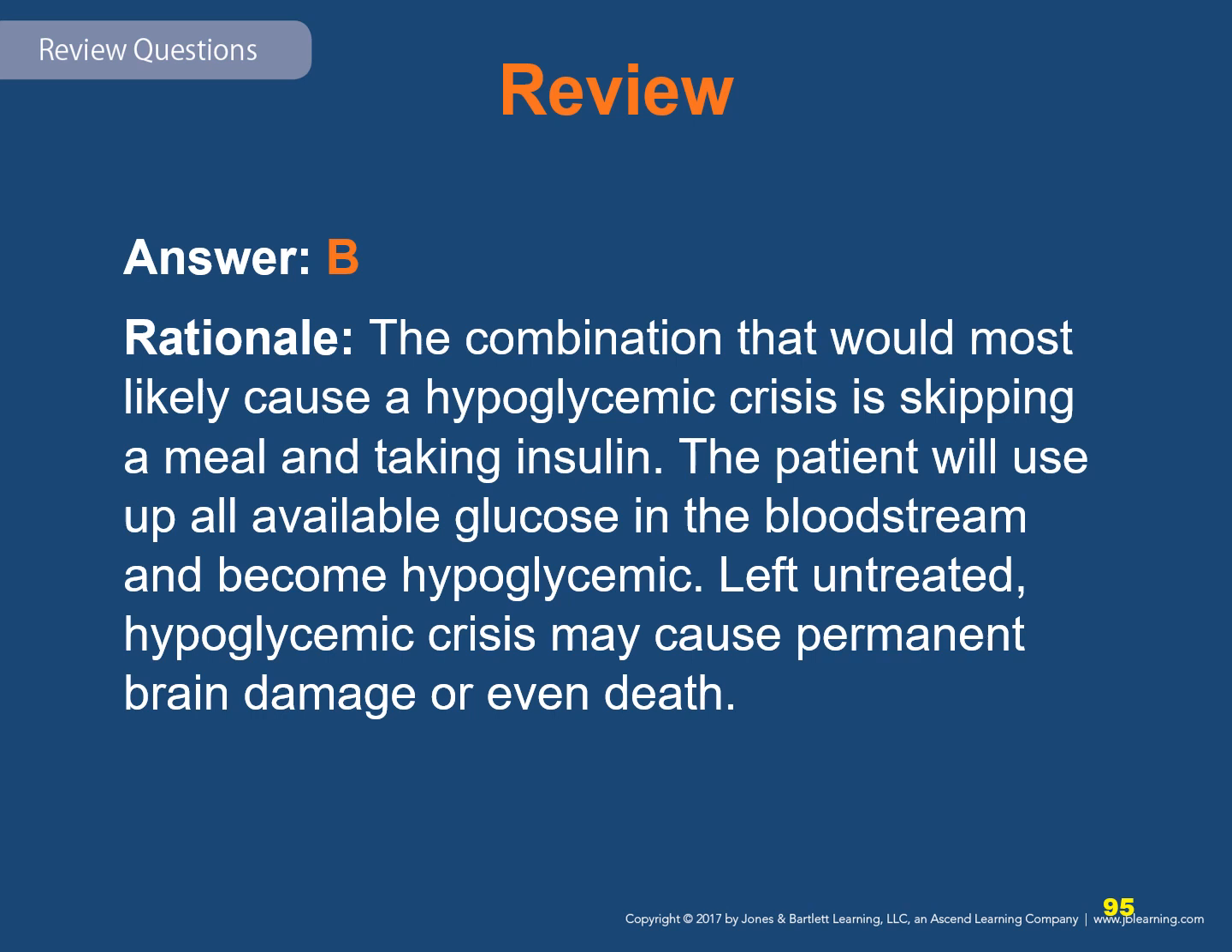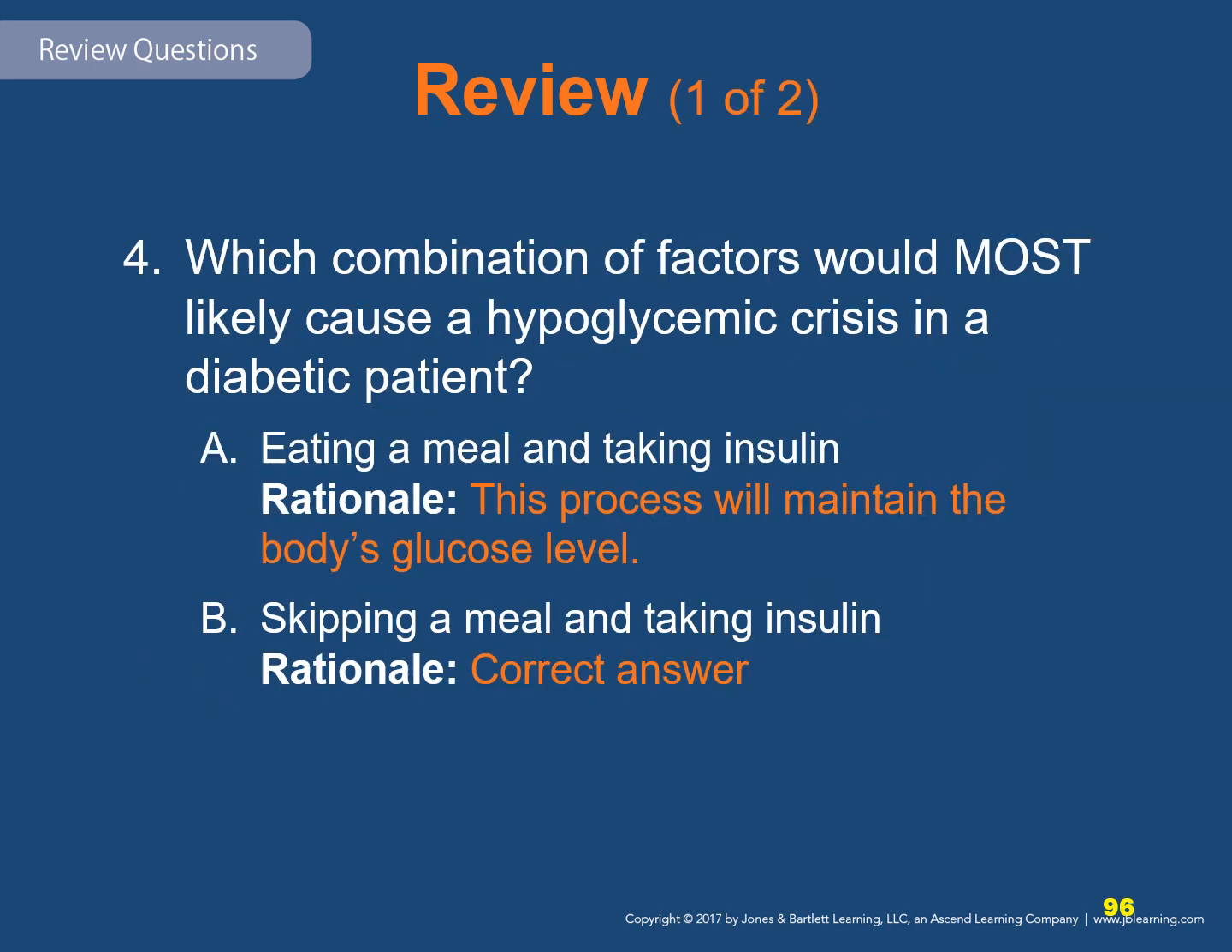And it is B. The combination that would most likely cause a hypoglycemic crisis is skipping a meal but taking insulin. The patient will use up all available glucose in the bloodstream and become hypoglycemic. Left untreated, hypoglycemic crisis may cause permanent brain damage or even death. Let's look at the incorrect answers.